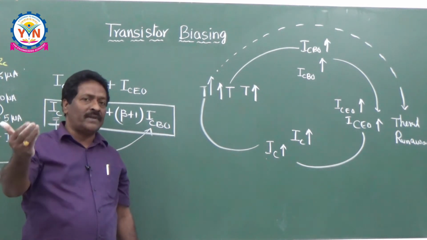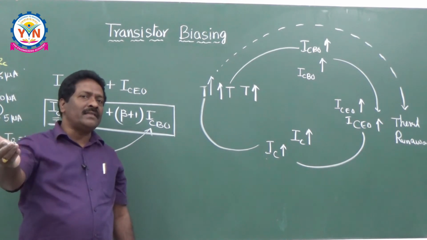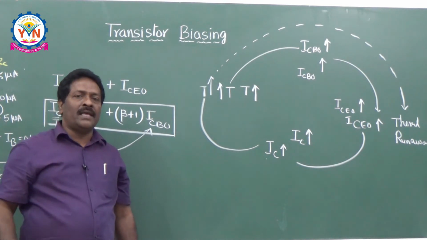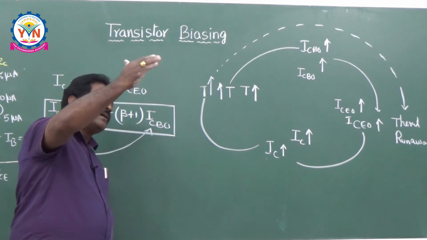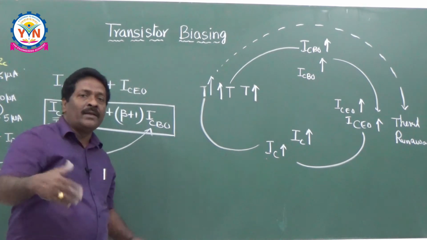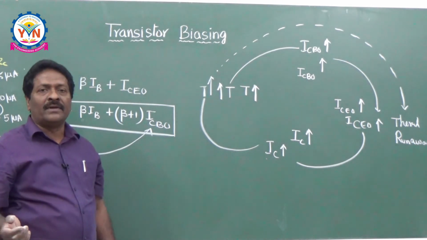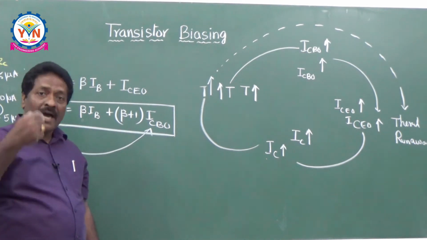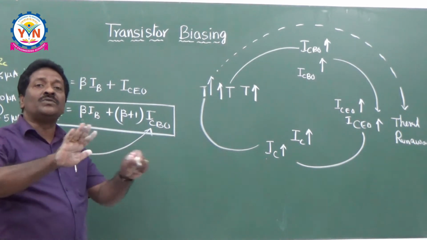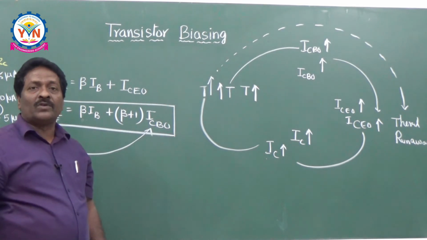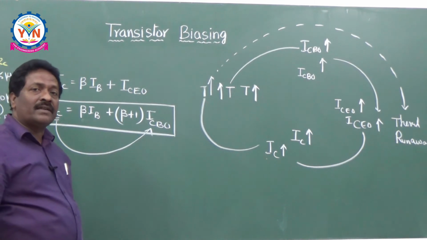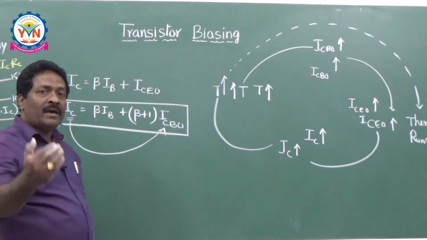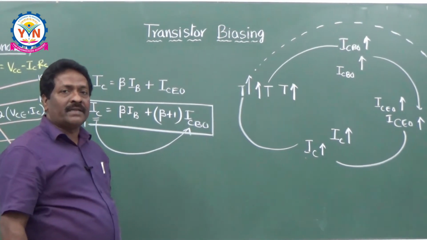IC is a function of temperature. If IC changes, the operating point also changes. If the operating point position changes and travels towards either the saturation region or the cutoff region, faithful amplification is not achieved. For getting faithful amplification, our duty is to see that IC should not change with temperature. So, for that, now we are going to discuss some techniques. Those techniques are nothing but your biasing techniques and compensation techniques.